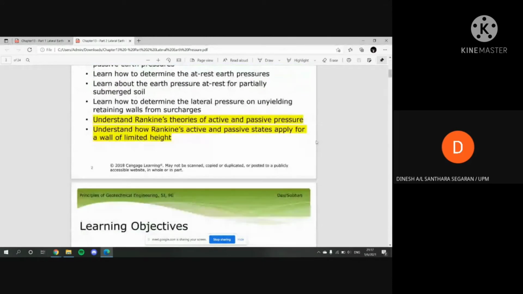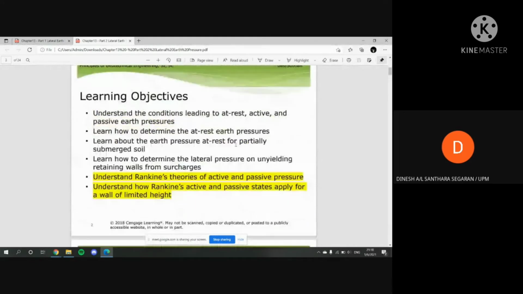Okay, so next is Rankine theories. In this part, we are going to understand the theories of active and passive pressure, and we are also going to look at how to apply Rankine's theory for a wall of limited height.